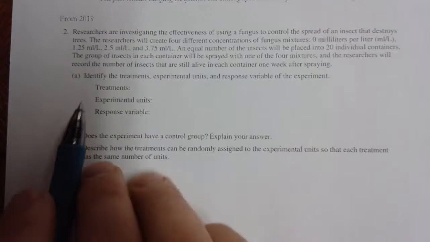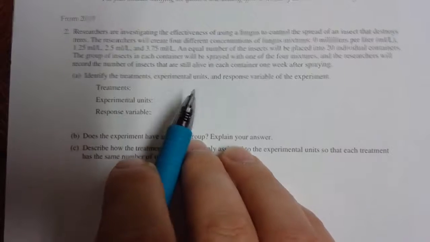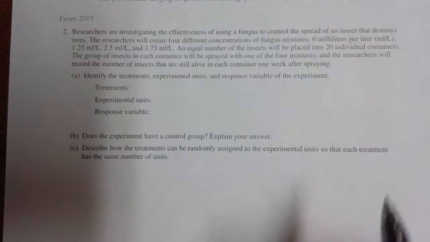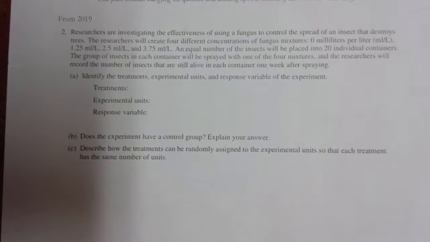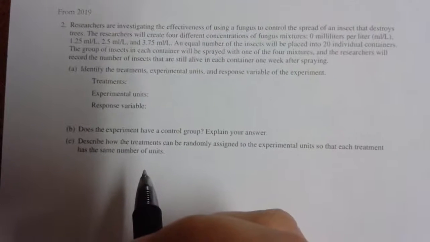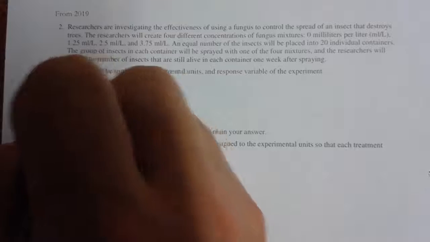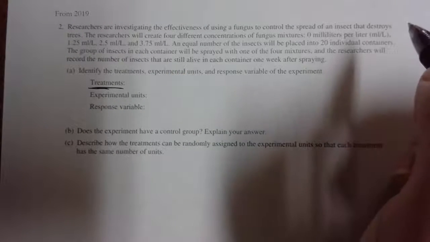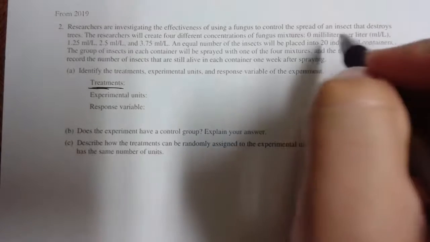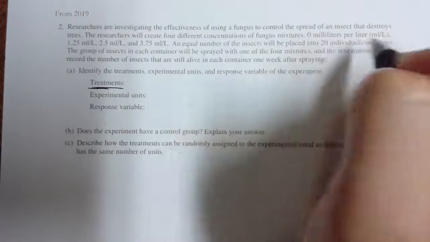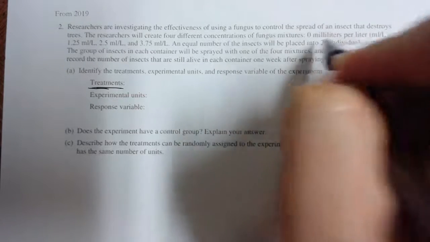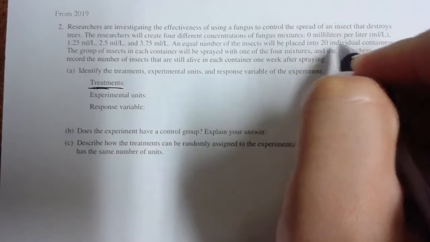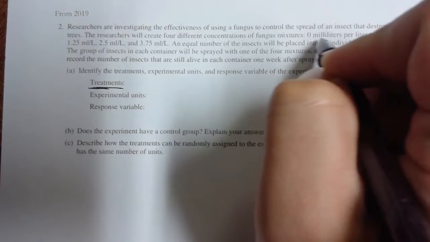And the first task: identify the treatments, experimental units, and response variables of this experiment. So just knowing some terms and what some of these things mean. The first one we're going to look at are the treatments. In general, treatments are what we impose as our explanatory variables here. So what we think is these different mixtures will have an impact on insects. So we got to list these out here.